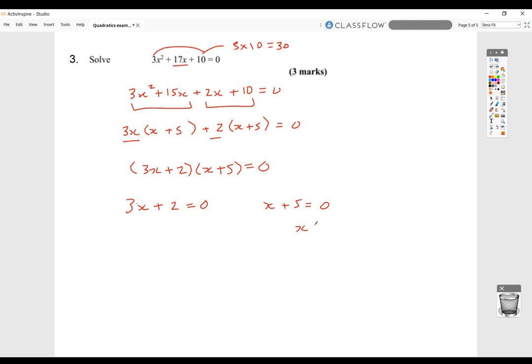The right-hand answer is slightly easier to work out. A plus 5 becomes minus 5. And for the left-hand answer, 3x would equal minus 2, and then x would be equal to minus 2 thirds. And there are the solutions to all those quadratics.